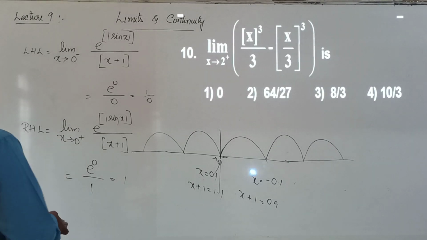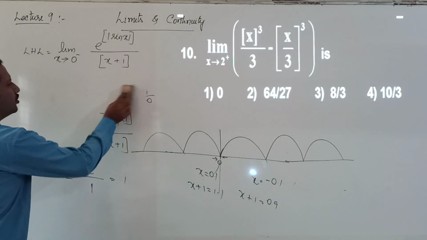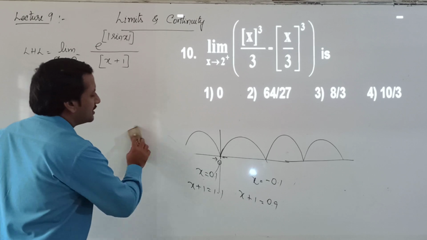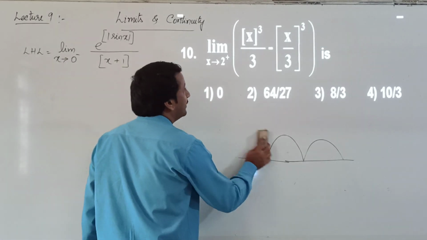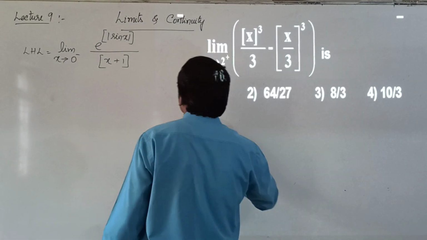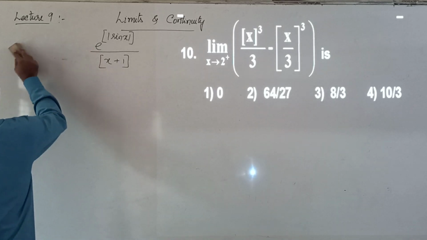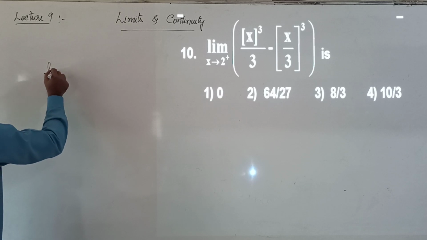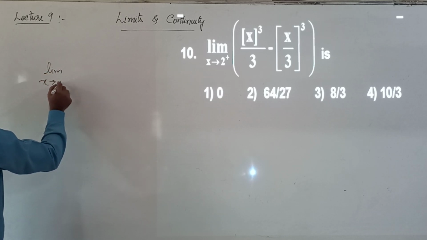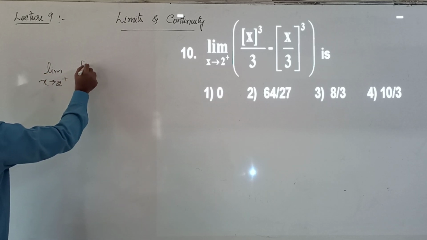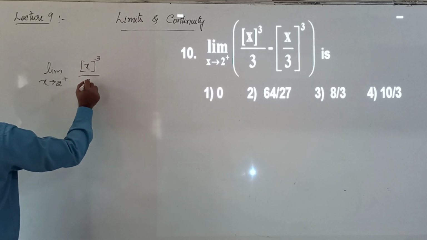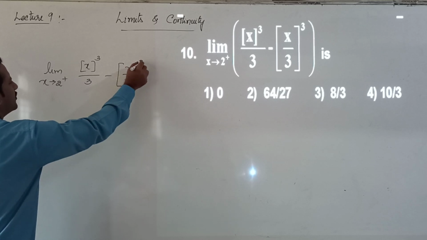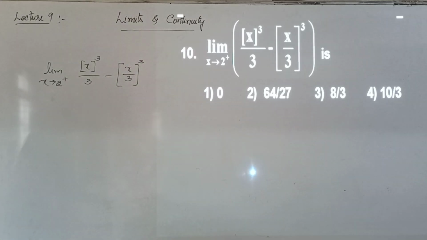Then, 10th question. Limit x tends to 2 plus of step x whole cube by 3 minus step of x by 3 whole cube. Okay. So here we are asked to find the right hand limit: limit x tends to 2 plus of step x whole cube by 3 minus step of x by 3 whole cube.